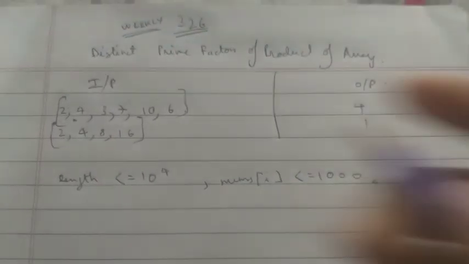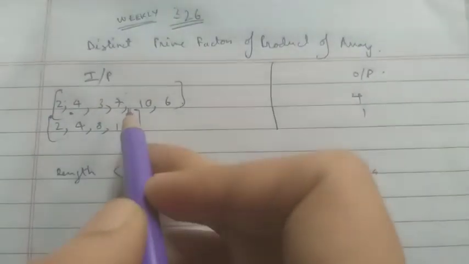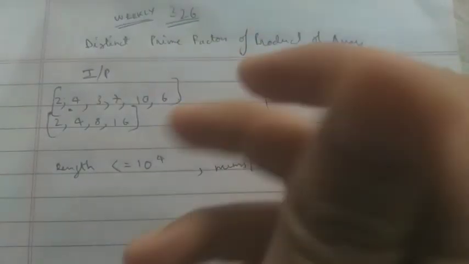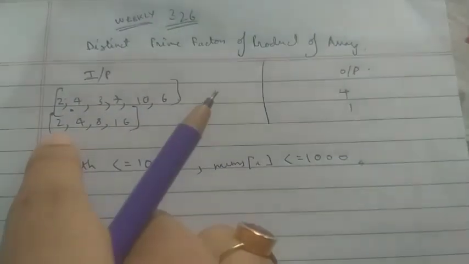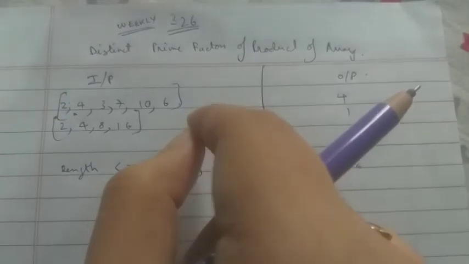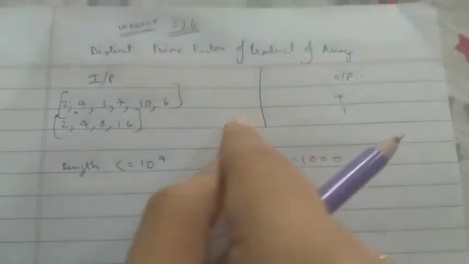Okay, so the basic thing that it states is, first you have to do 2 into 4 into 3 into 7. Sorry, it got blurred. So 2 into 4 into 3 into 7 into 10 into 6, and when the number comes, then you have to check the number of prime numbers which divide it. And then again 2 into 4 into 8 into 16, and the answer which comes, you have to check the number of prime numbers which divide that answer.